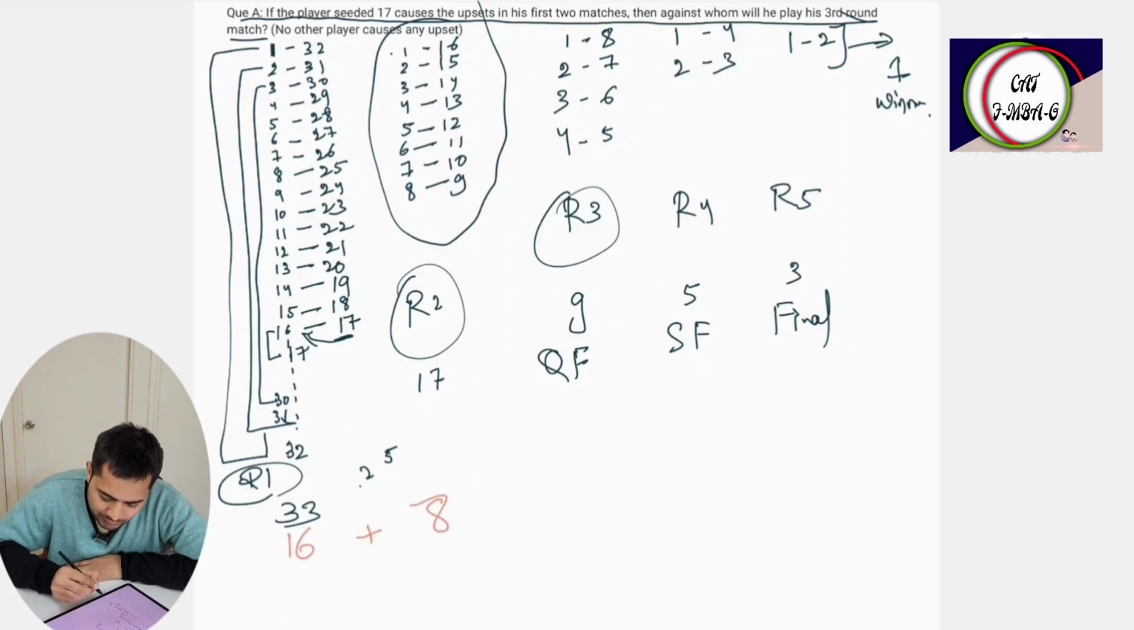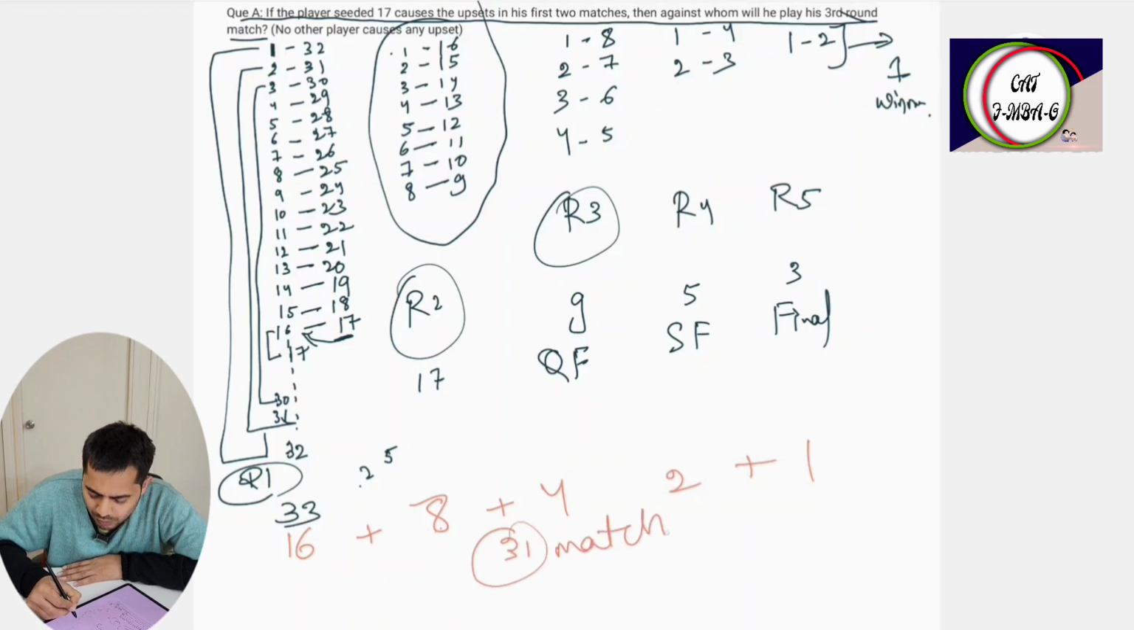Second round, 8 matches are there. Third round, 4 matches are there. Fourth round, 2 matches are there. Final round, 1 match is there. So 8 plus 2 is 10, and 16 for 20, 30. So a total of 31 matches are there. This is the normal method.